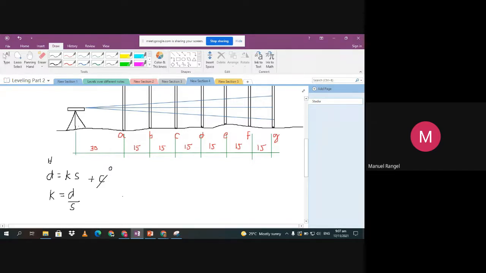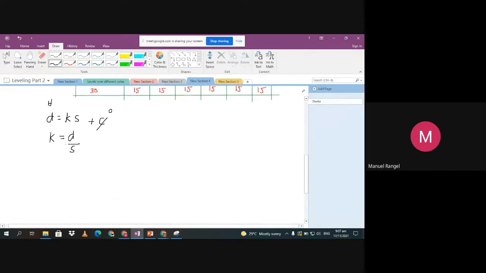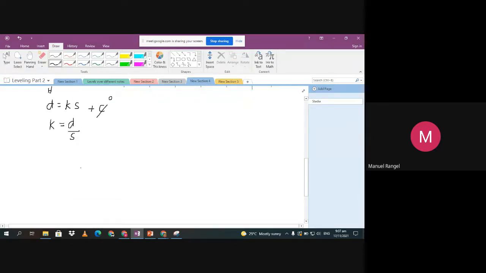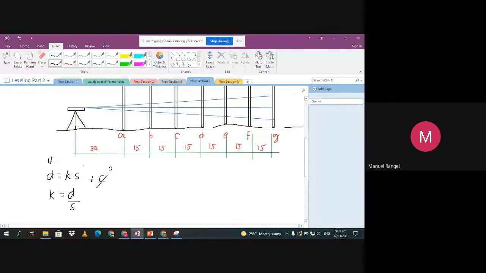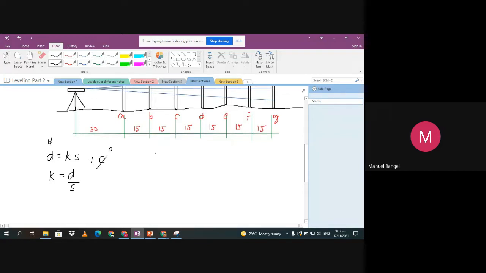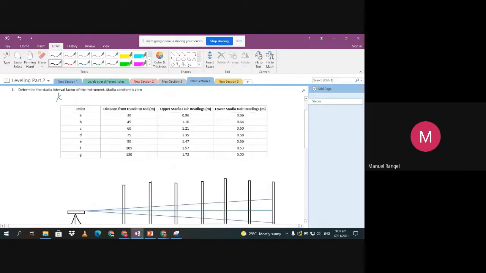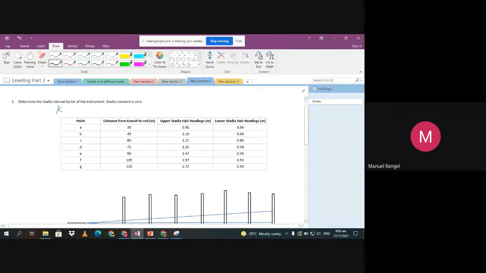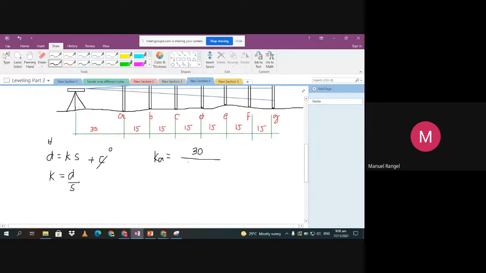Okay. Then we get the average, and then we get the stadia interval factor. So for pole A, the distance is 30. Then S is the upper reading minus the lower reading. So for A, we have 0.96 minus 0.66.